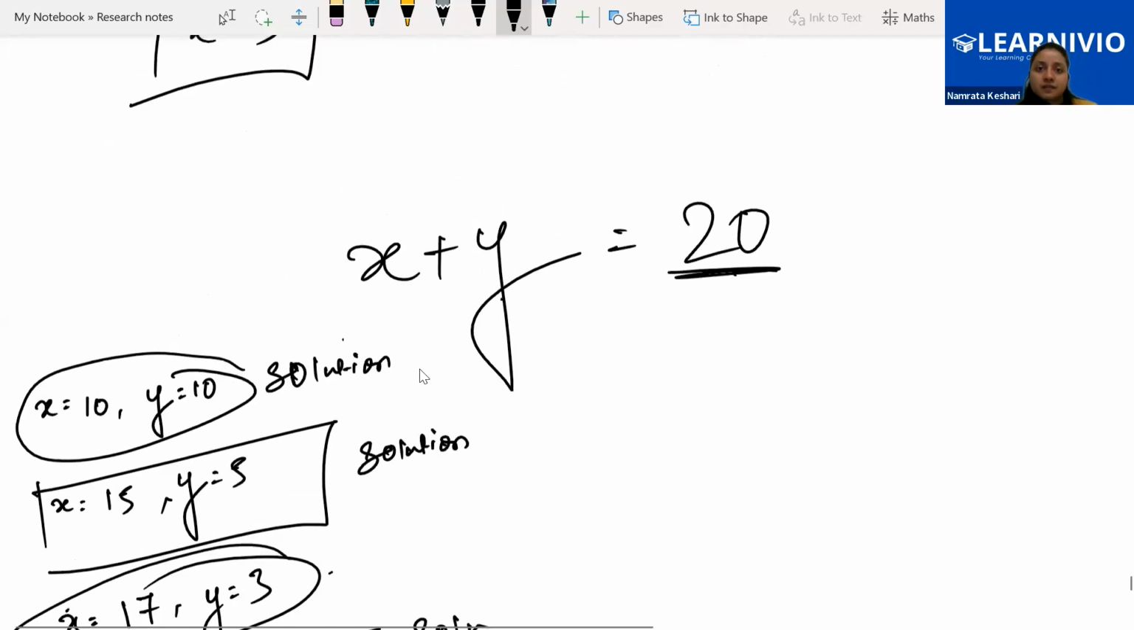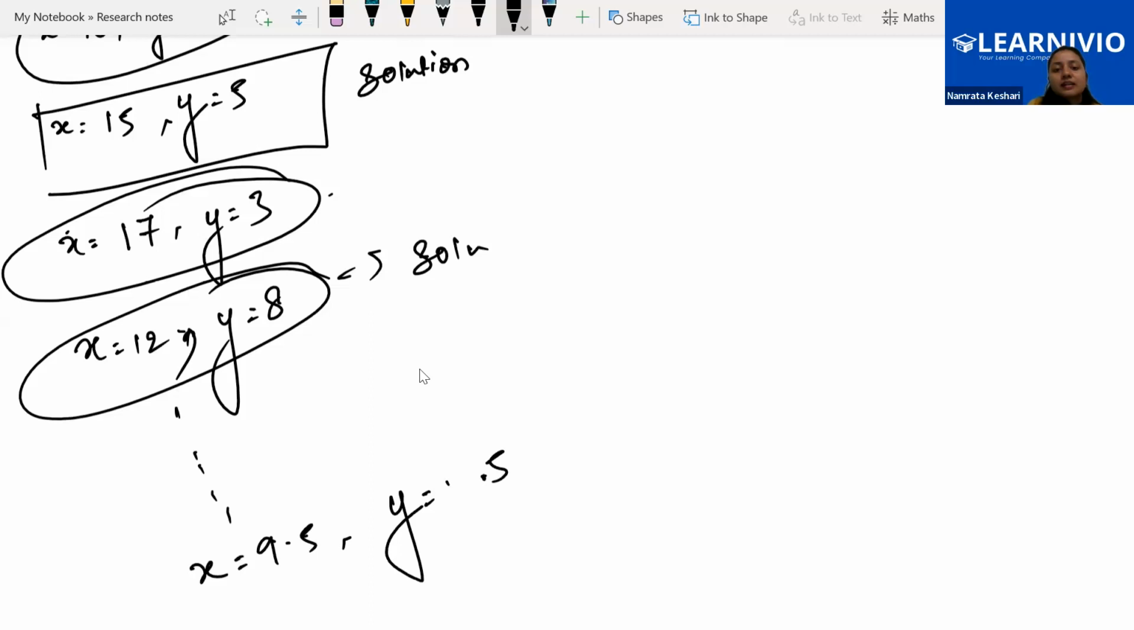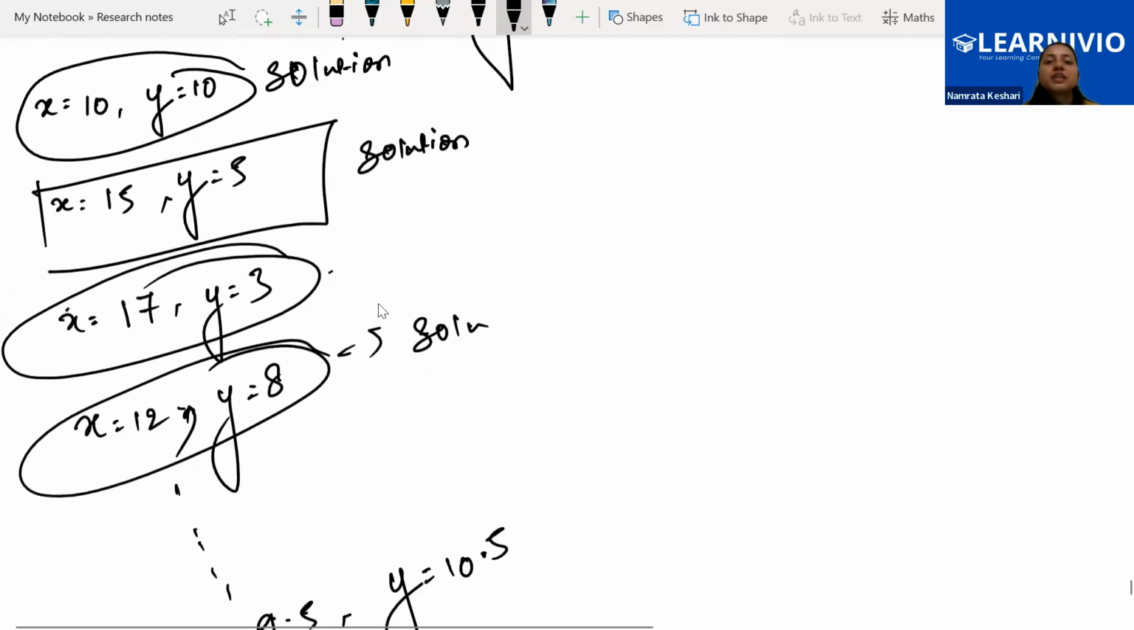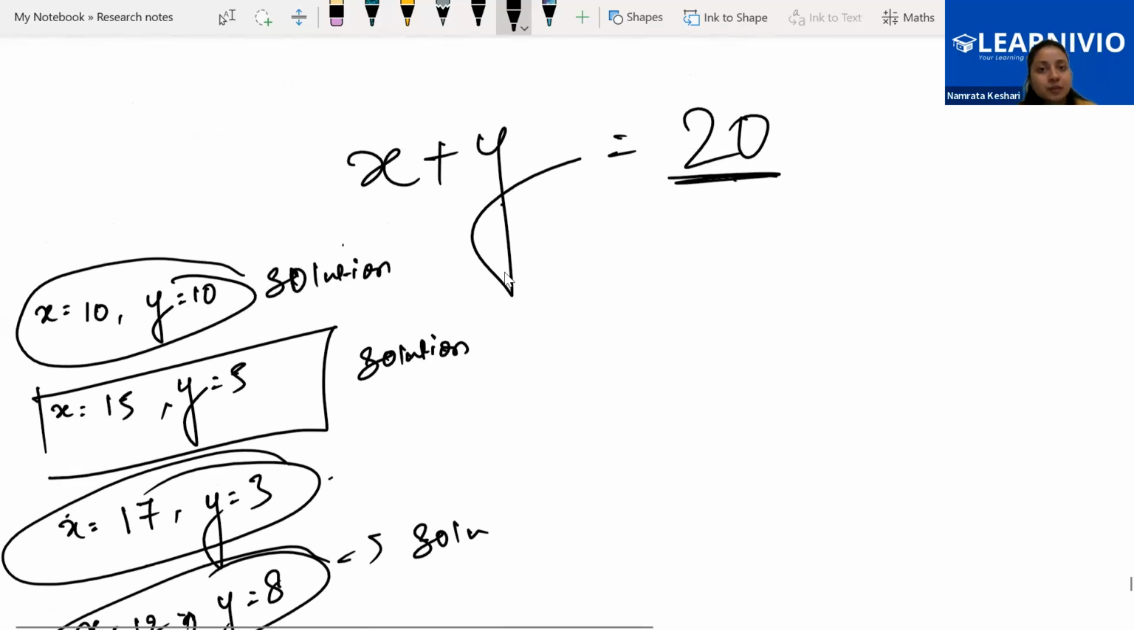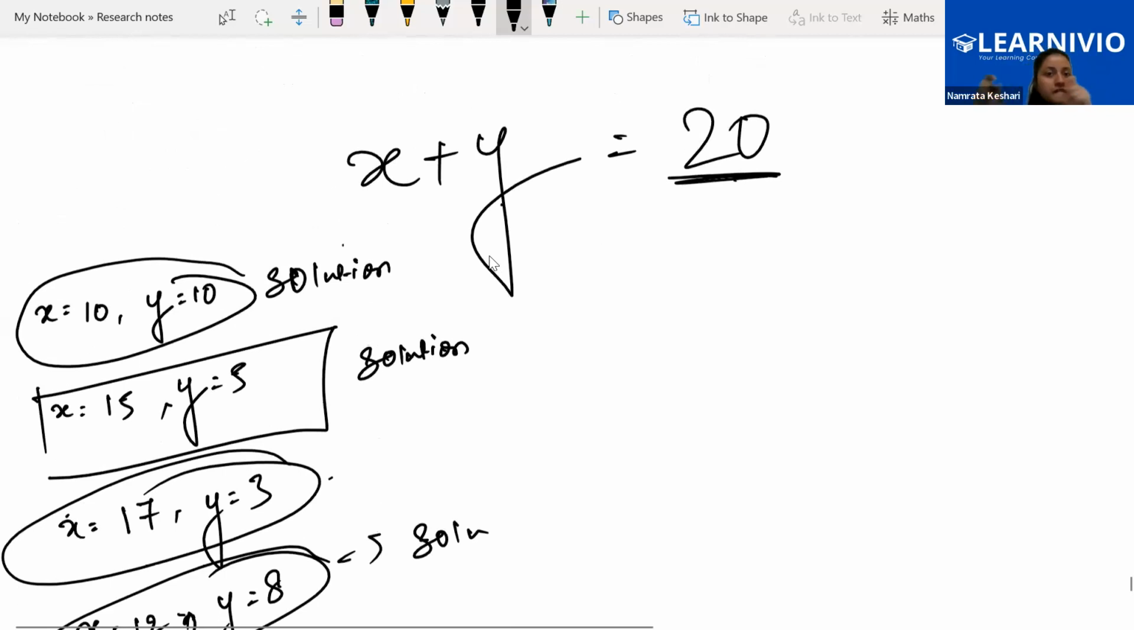Like this we found that there are so many, infinite possibilities. You can also say that x is 9.5 and y is 10.5. This is also one of the solutions. So there are infinitely many solutions when we have a linear equation in two variables. When you go through your book, there will be a bold statement that a linear equation in two variables has infinitely many solutions. Can you see it?